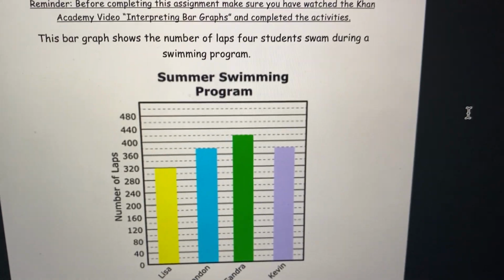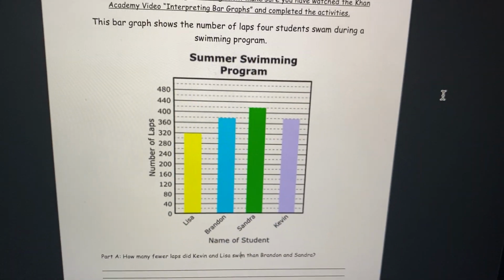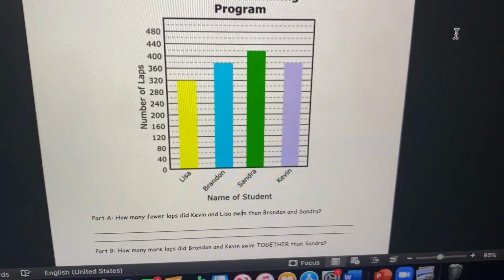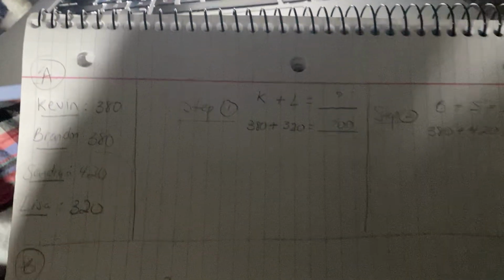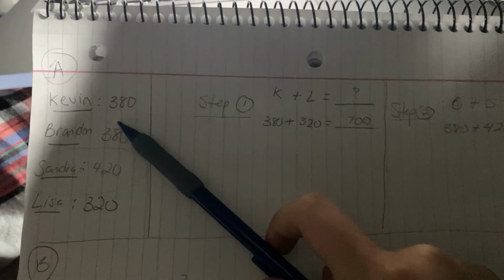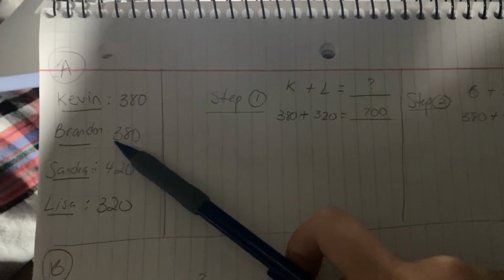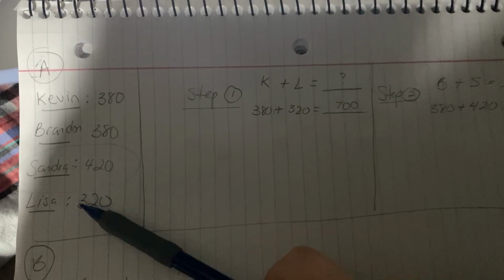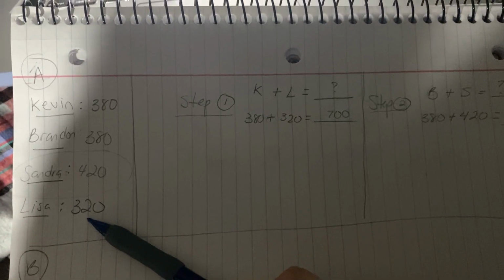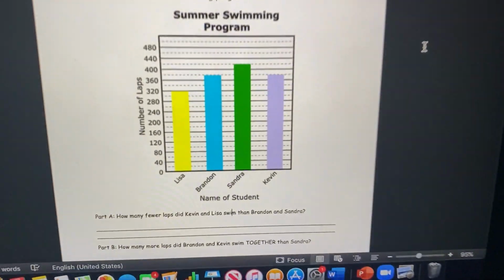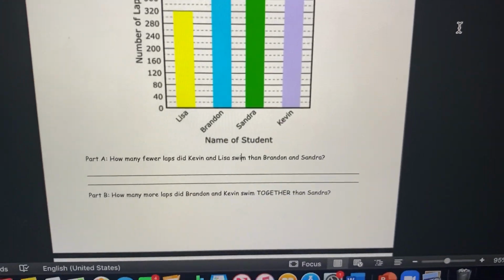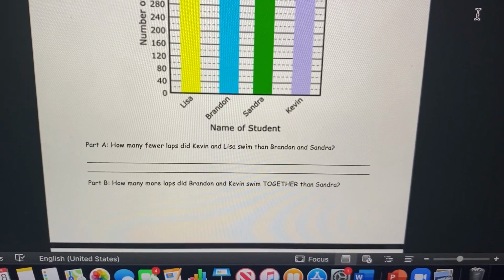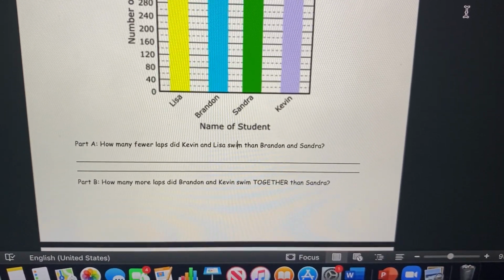So when we figure out who has what, I recommend that you guys write it down, which is what I did. I wrote down that Kevin has 380, Brandon has 380, Sandra has 420, and Lisa has 320. So let's look at the first question. It's asking, how many fewer laps did Kevin and Lisa swim than Brandon and Sandra?